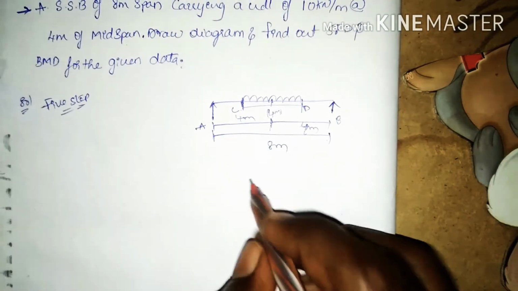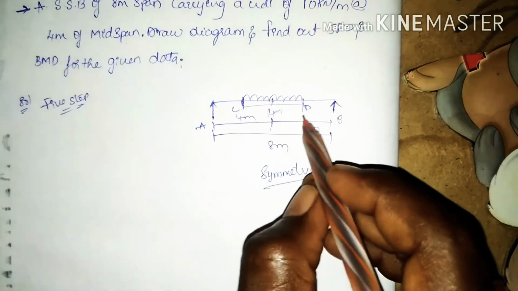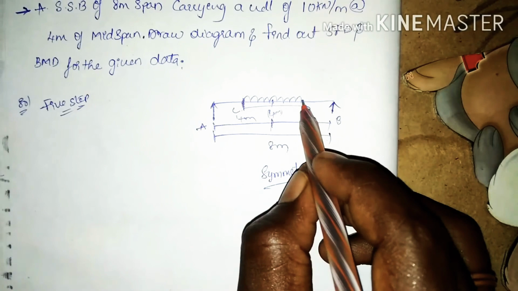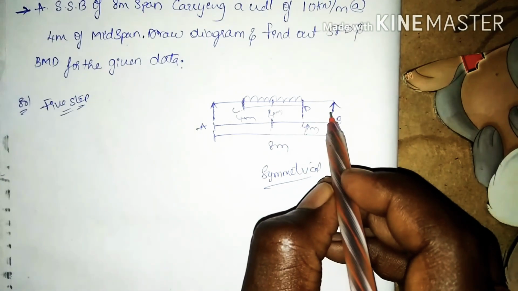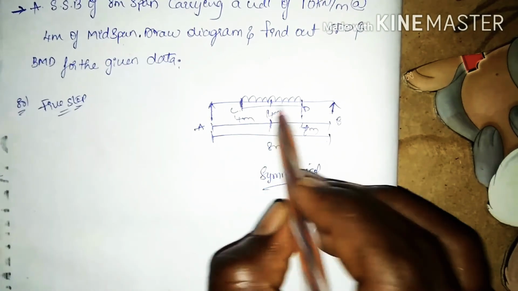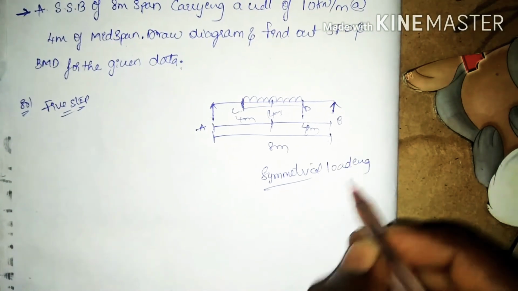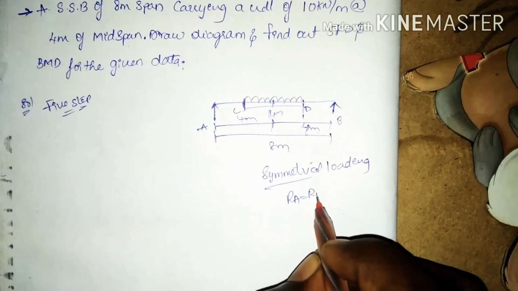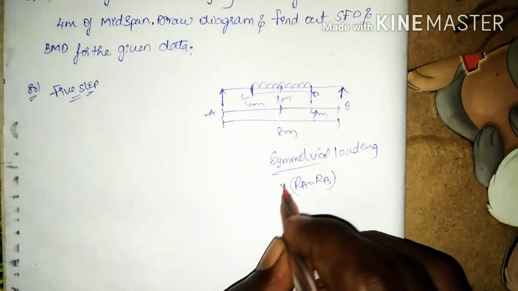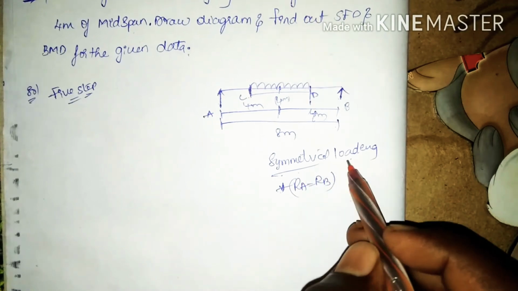Here the load is symmetrical because the load is acting at the exact midspan of the beam, leaving a space of 2 meters from the right support and 2 meters from the left support. So the UDL is going to be a symmetrical loading, so that here RA is equal to RB. We can assume that RA is equal to RB. When are we going to assume this? We are going to assume this only when the loading is symmetrical.